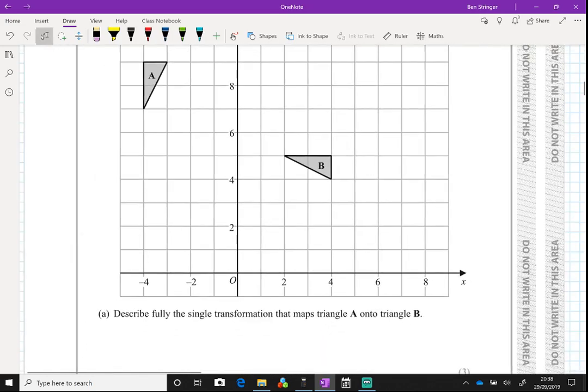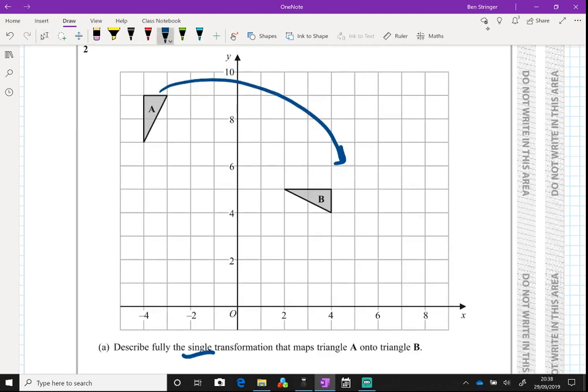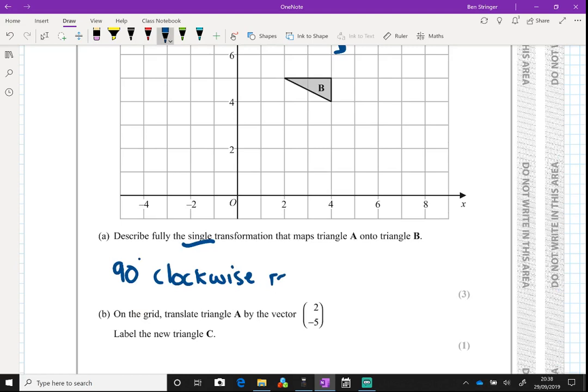Describe fully the single transformation that maps triangle A onto triangle B. Well, it's clear that it's going to be a rotation. In fact, if I get this and I twist it 90 degrees right, I'll end up with something along the lines of this. So I know it's going to be a 90 degrees clockwise rotation. You have to state the angle and the direction to get 2 of the 3 marks. To get the last mark, what point did it get rotated across?